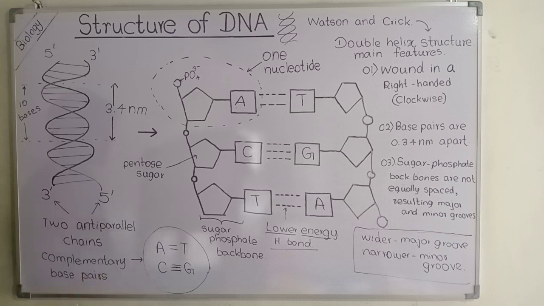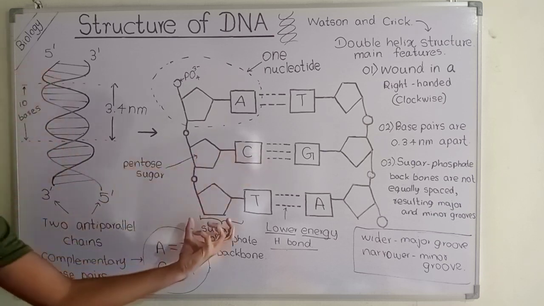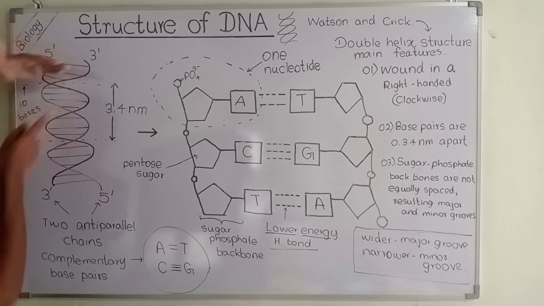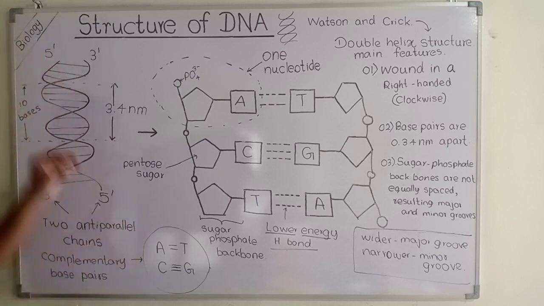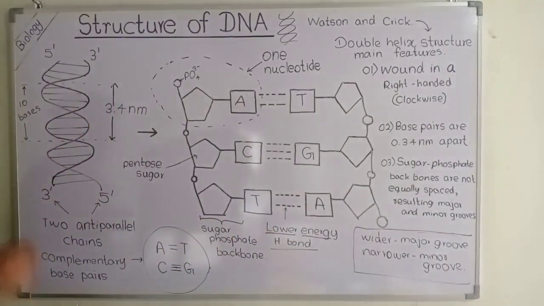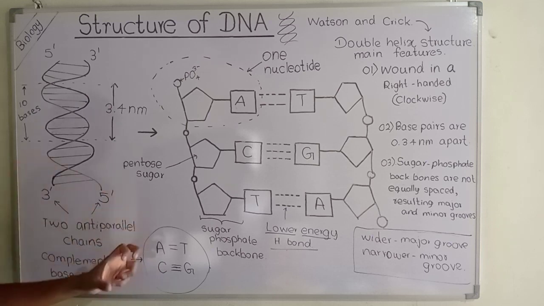Sugar phosphate backbones are not equally spaced like this figure. Consider this figure. The sugar phosphate backbones are not equally spaced, resulting in major and minor grooves. The major groove is the wider one and the minor groove is the narrow one. This structure of DNA was found by Watson and Crick.